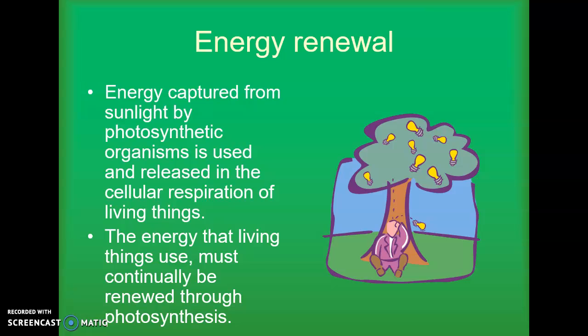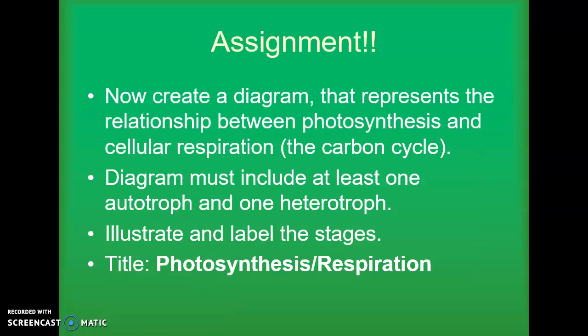Little summary, kind of what we've already talked about. Okay, now we're going to get to your assignment. All right, this is what I want you guys to do. I want you to create a diagram that represents the relationship between photosynthesis and cellular respiration. This is the carbon cycle. Okay, so we're looking at the carbon cycle right here. Your diagram must include at least one autotroph and one heterotroph. All that means is you need one plant and one animal. You can draw more if you want, but you don't need to.